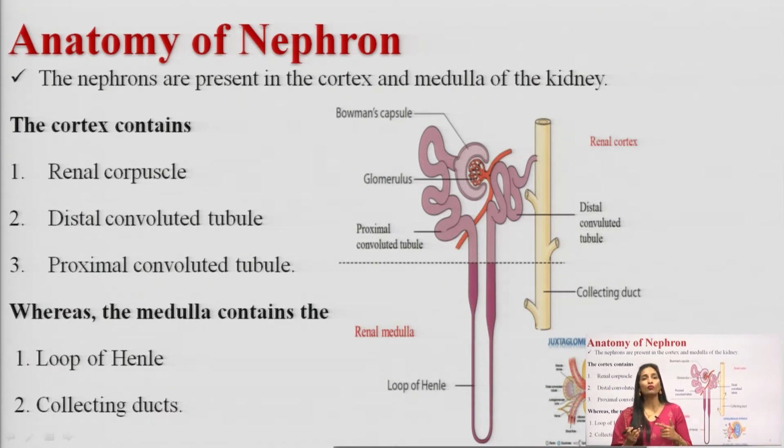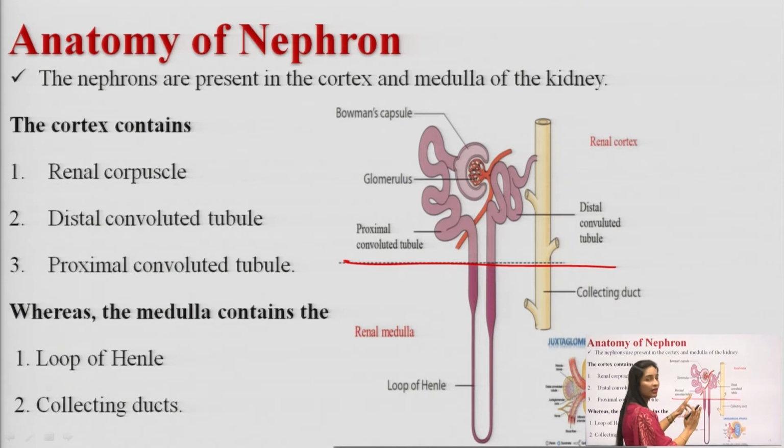Medulla consists of loop of Henle and collecting ducts. Okay, students, do not get confused here. Here the nephron has been divided into two main parts, one is the cortex part and the second one is the medulla part. So, the upper portion is the cortex, and the lower portion is the medulla. So, here it was clear, right.